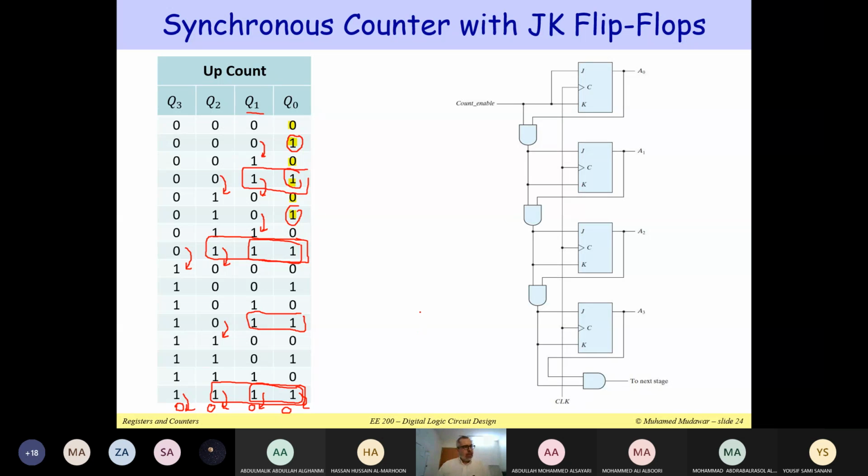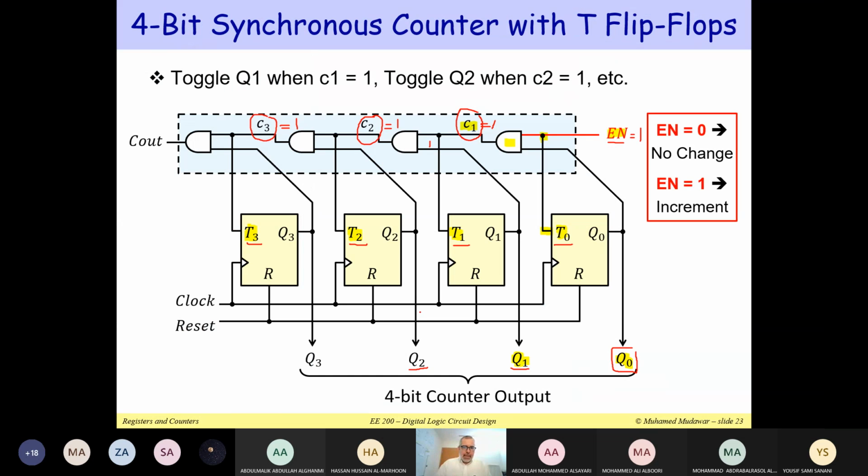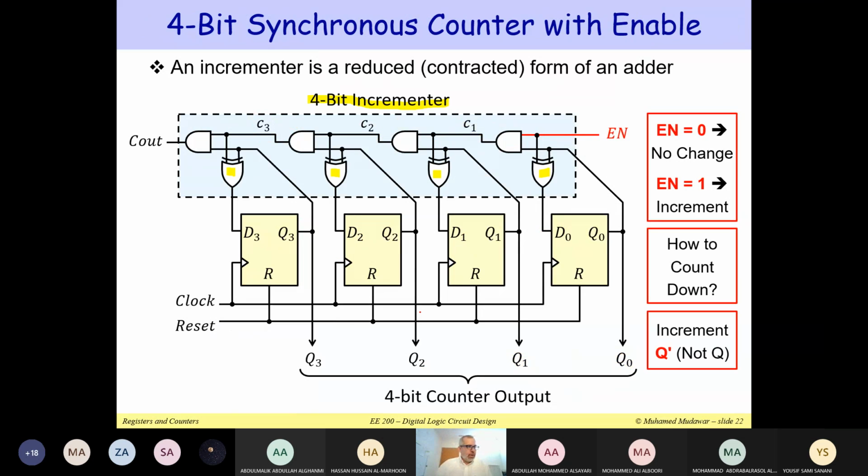Okay. So that's how we toggle. And this is why I'm implementing it with T-type flip-flops. So basically the T-type is nothing but the D-type with XOR gates. Okay. So notice how I think about it. I think about it in different ways. I think about how and when to toggle. So that's what you need to understand about counters.